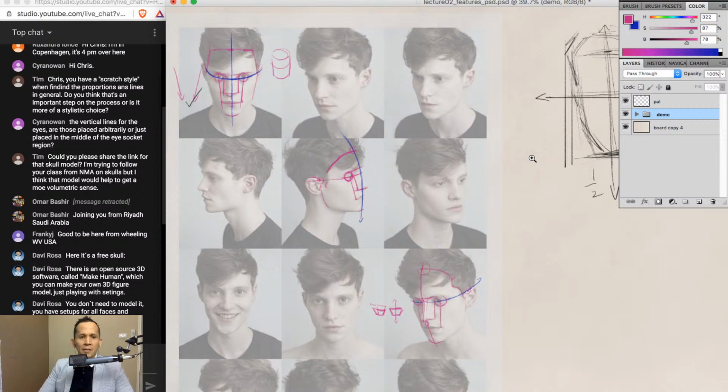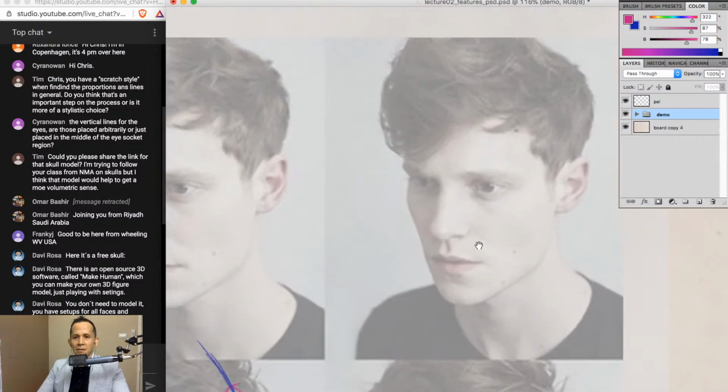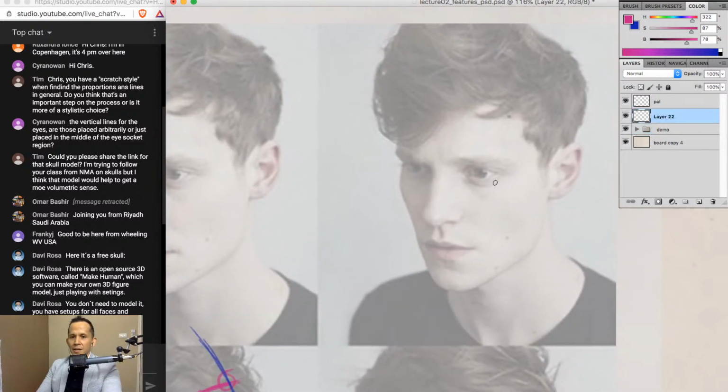The vertical lines for the eyes, are those placed arbitrarily or just placed in the middle of the eye socket? That's a great question. I believe this is Dutch asks, the vertical lines for the eyes, are they placed arbitrarily? Well, let me answer that question. Dutch asks, how do you locate the center of the eye? Well, that's a great question.